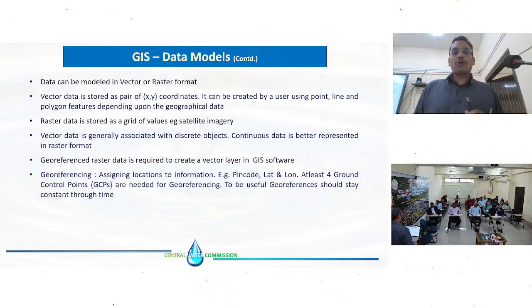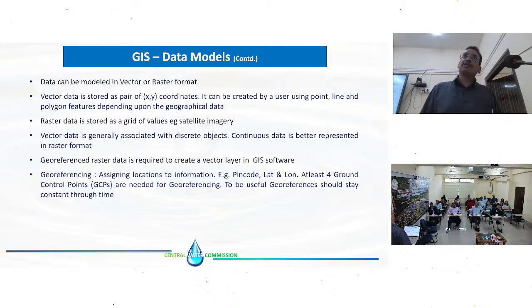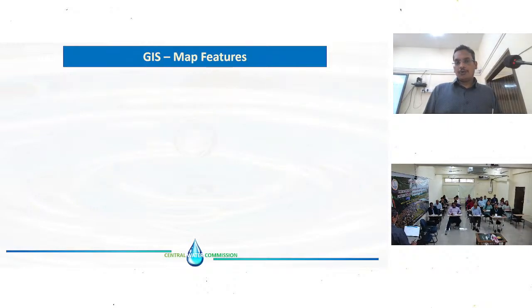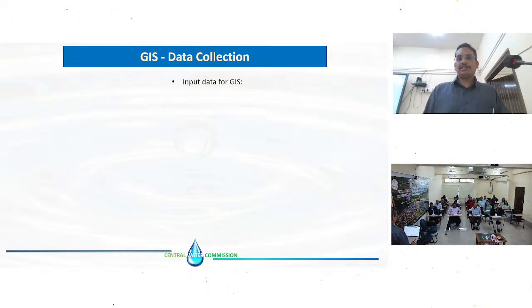At least four ground control points, 4 to 5 ground control points are necessary, and they should not be at one place. They should be spread over the whole map. Even if you have only 4 points, they should be in four different directions. Then the transformation will be better. Otherwise, the error of association of longitude and latitude will be more. So I think this is a repetition. I am skipping. You will get the slides.